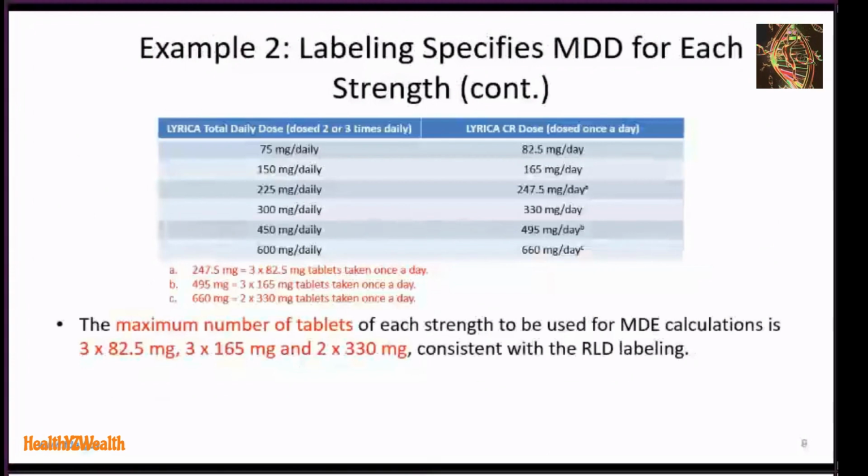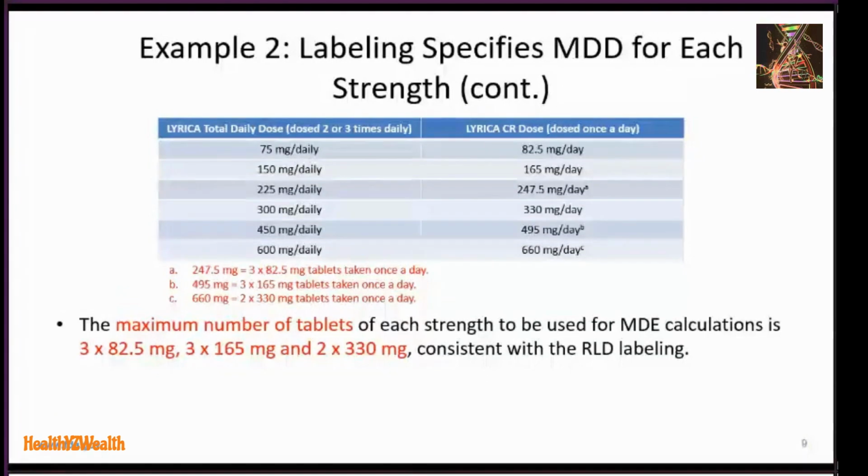In the left column, we have the Lyrica total daily dose, and in the right column is the Lyrica CR dose. If a patient is taking 75 milligrams of Lyrica daily, the Lyrica CR dose is 82.5 milligrams. A patient taking 150 milligrams of Lyrica daily would take 165 milligrams of Lyrica CR. If a patient is taking 225 milligrams of Lyrica daily, the Lyrica CR dose would be 247.5 milligrams. And to achieve the CR dose, the footnote specifies that it is 3 82.5 milligram tablets.